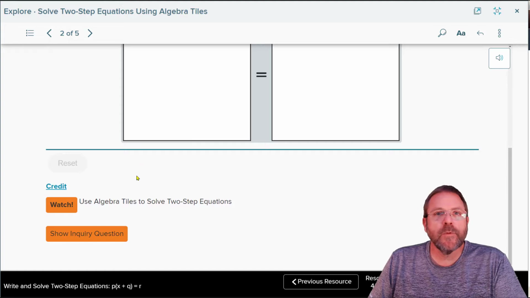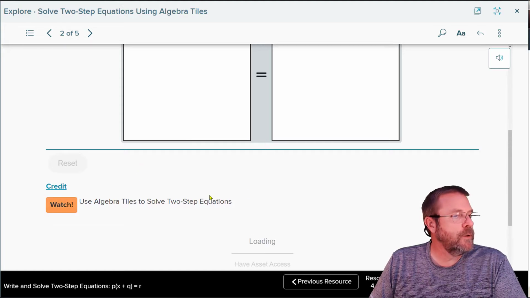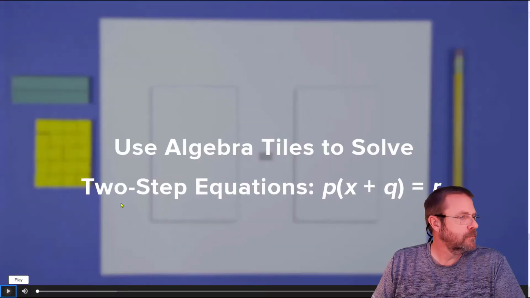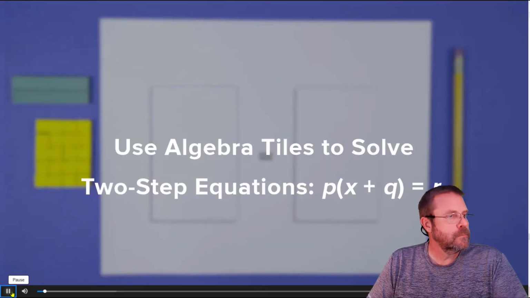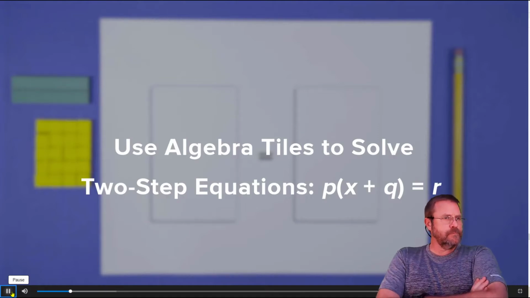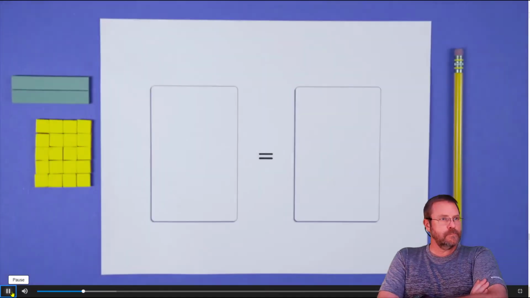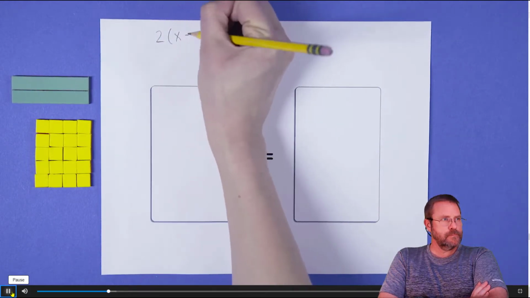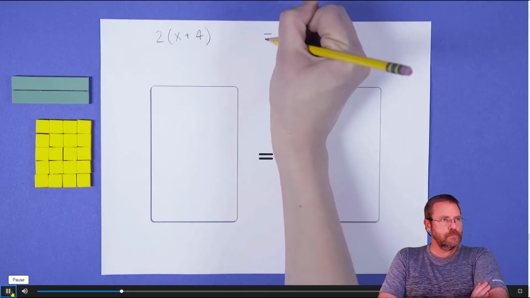If you look at the bottom of your textbook here, your book gives us a video, so let's watch our video and see their instructions. Use algebra tiles to solve two-step equations. p times the quantity x plus q equals r. Use algebra tiles to solve 2 times the quantity x plus 4 equals 12.